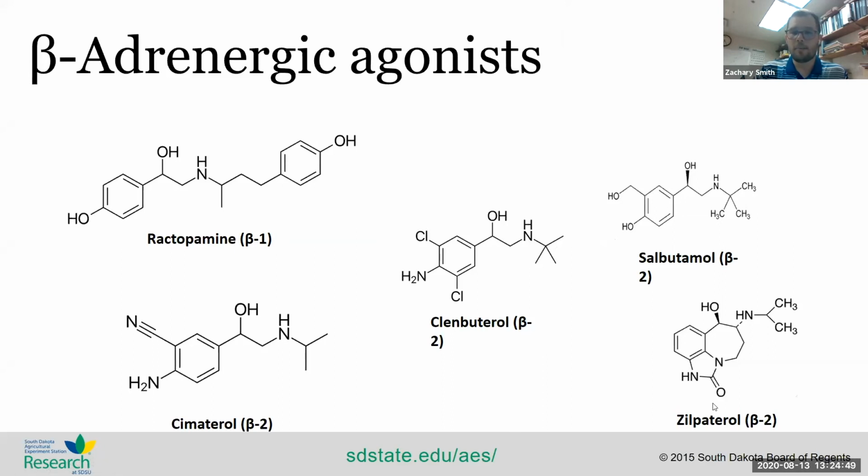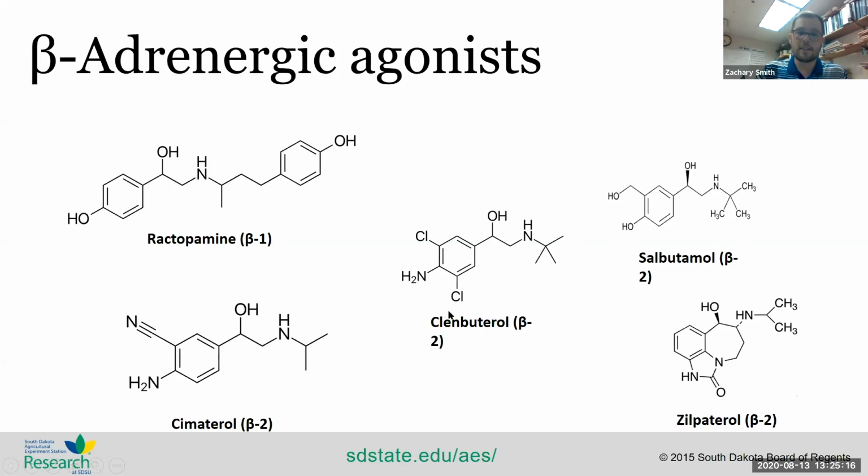Ractopamine, zilpaterol, and salbutamol are all approved for use in meat animals. Salbutamol is used in South Africa. This is actually the active ingredient in an albuterol inhaler. Some Adderall was investigated early and made meat really tough, so it got abandoned. And clenbuterol was promising in the early drug development pipeline.